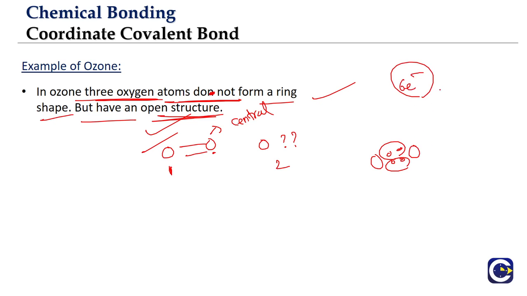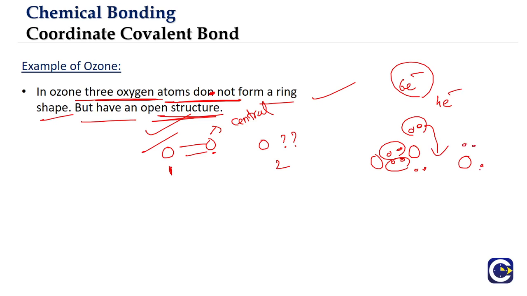6 electrons in the valence shell. 2 are given. What is the remaining number? It is 4. 4 means 2 pairs of electrons. Okay. Now look at the other peripheral oxygen.